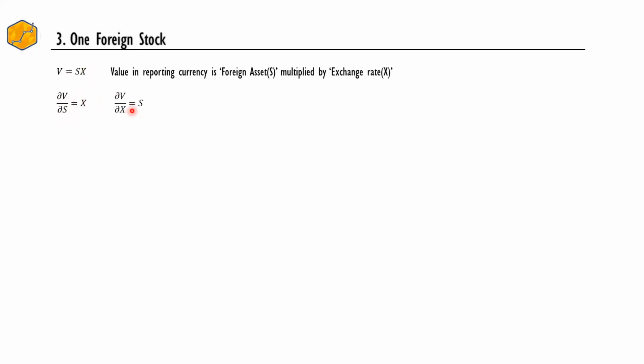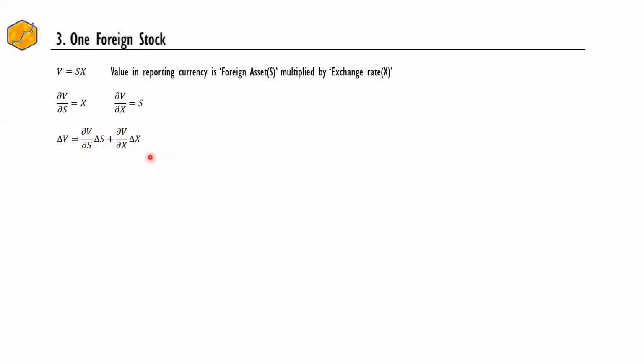And the other derivative is with respect to X. Two risk factors, right? One is S, one is X. Delta V by del X is S, because you take S as constant, and del X by del X would be 1. So that's how it is. Once you got the partial derivatives with respect to the two risk factors, then you can plug it in using Taylor series. So the change in value of my portfolio. Here, my portfolio is just one foreign stock, but it sort of behaves like a portfolio of two different things, right?